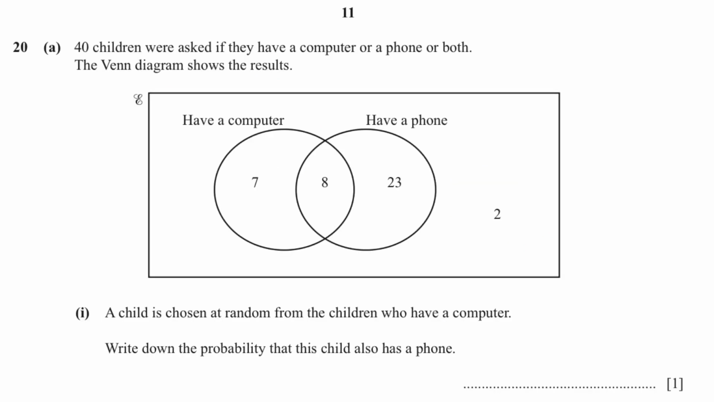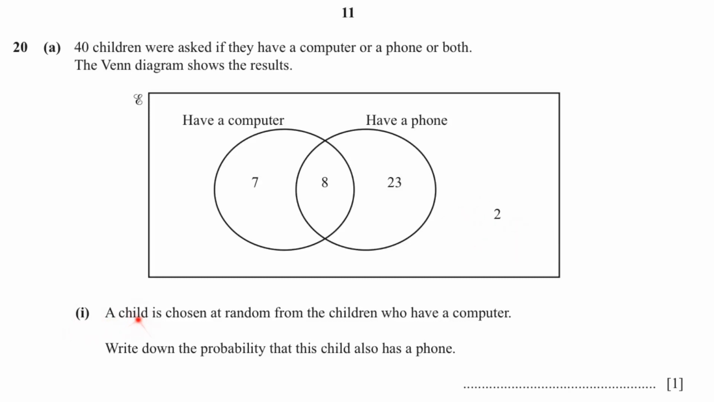We have been given a Venn diagram, and 40 children were asked if they have a computer or a phone or both. So these are the children who have a computer. These are the children who have a phone. These are the number of students that have both phone and a computer. And these are the number of students who don't have a computer or a phone.